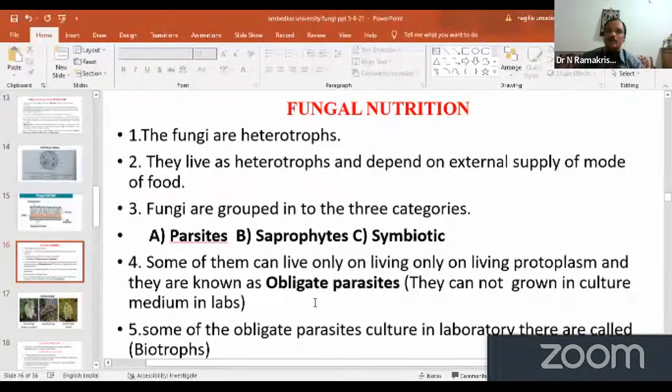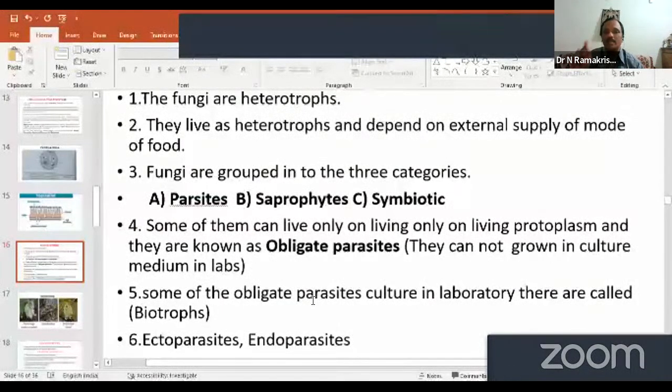Some of the obligate parasites can be cultured in our laboratory; we call those biotrophs. So these parasites are generally two types. One is ectoparasites, and the second one is endoparasites.